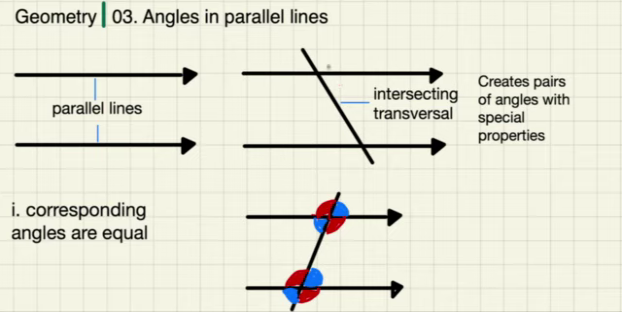So what's really interesting with parallel lines and why we're looking at them is that if you were to draw another line that intersects a parallel line, it creates pairs of angles with some special properties. And we're going to be looking at these, and it's going to help us calculate unknown values.